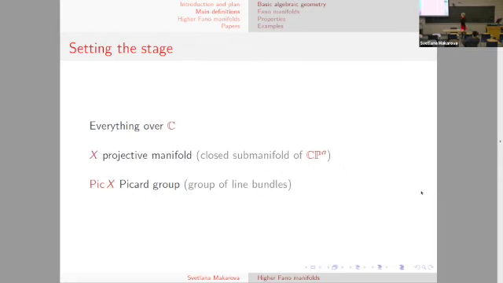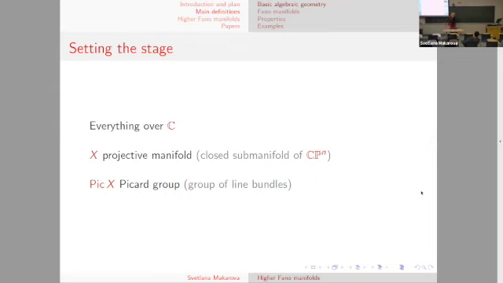So in algebraic geometry, we don't usually worry about the field being C, as long as it's algebraically closed and usually characteristic 0. But in order to preserve some geometric and topological intuition, I will assume that everything is over C. And X will usually denote a projective manifold. So a manifold means that it's a complex manifold, and the fact that it's projective means that it is given by some polynomial equations inside of CP^N.